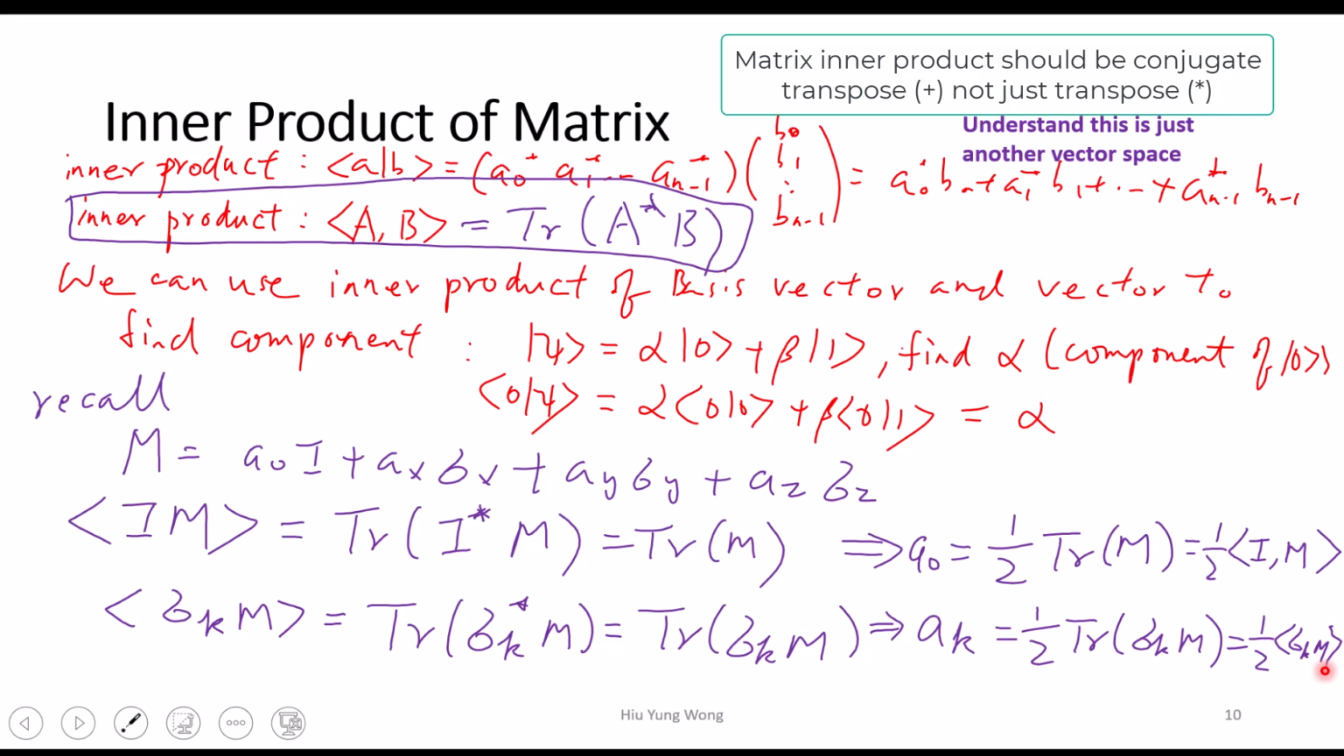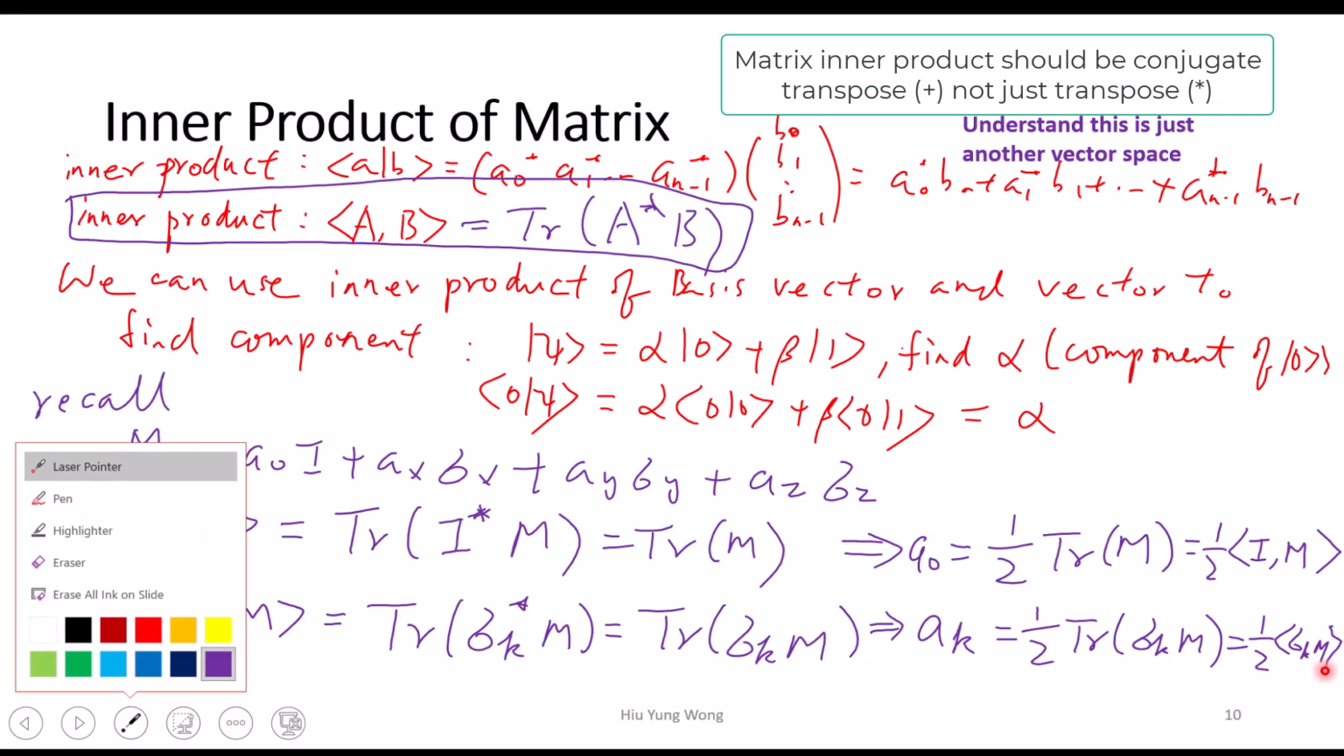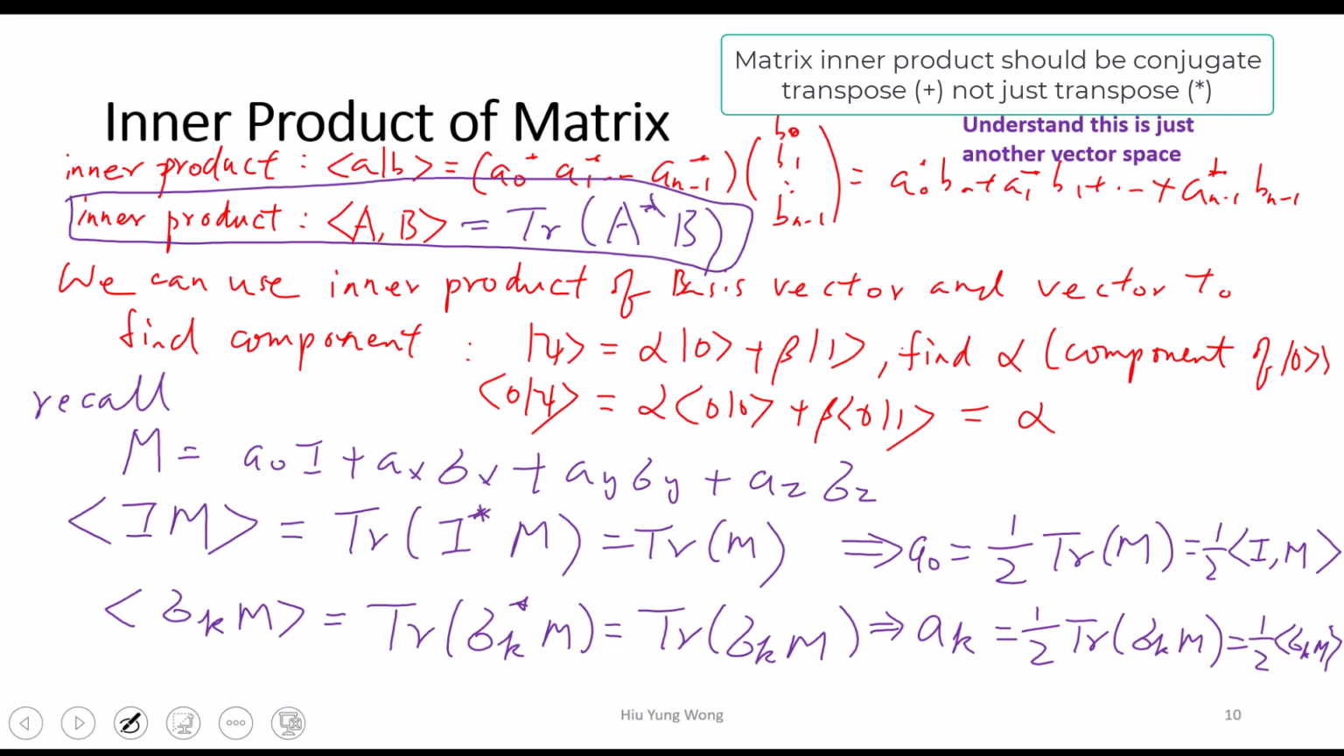Okay, let me recap. I think it can be confusing. We say that the inner product here is just an analogy. You don't really need to agree with me. The inner product of a vector is this. I can define the inner product of a matrix in this way, the trace of their product. You need to trust me, it works. This is the definition. And why is it useful? Think about that. I find the components of a vector, of a basis. I will just do the inner product of the basis with that vector, then I will get the component.